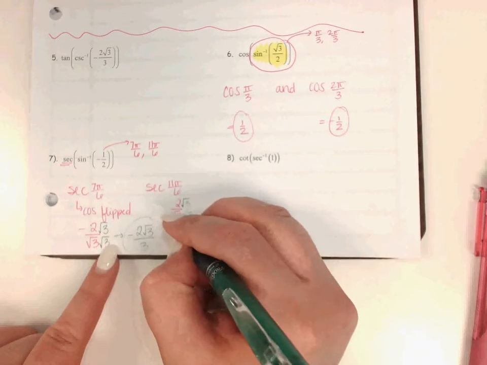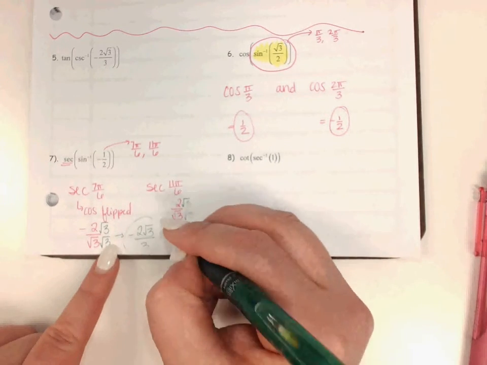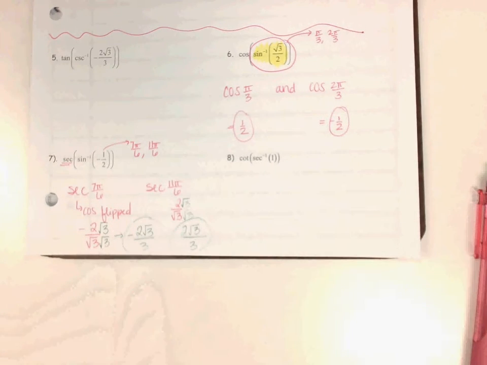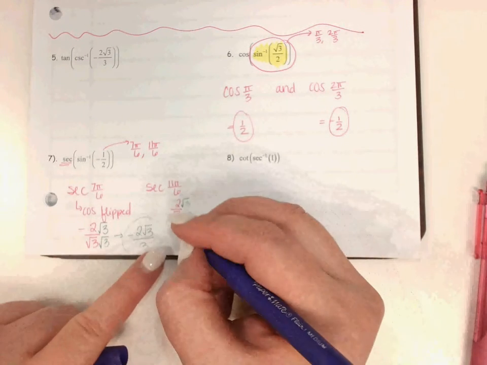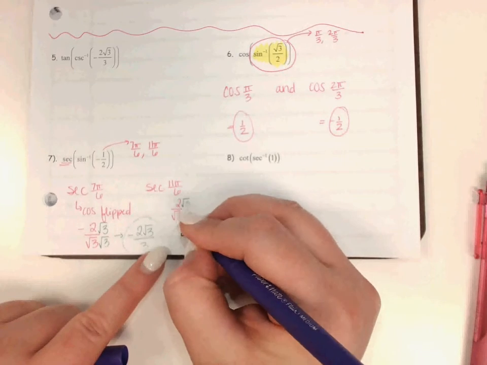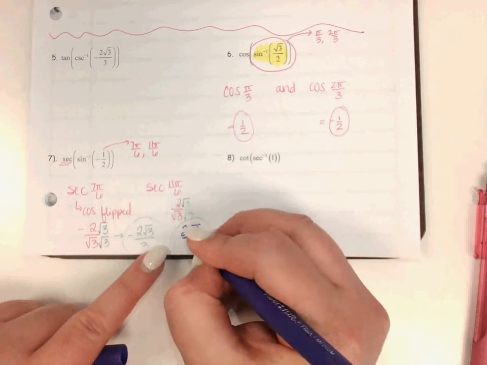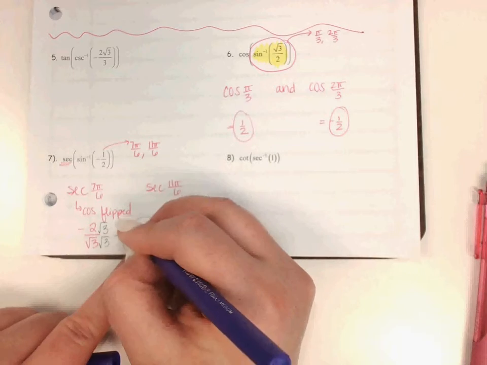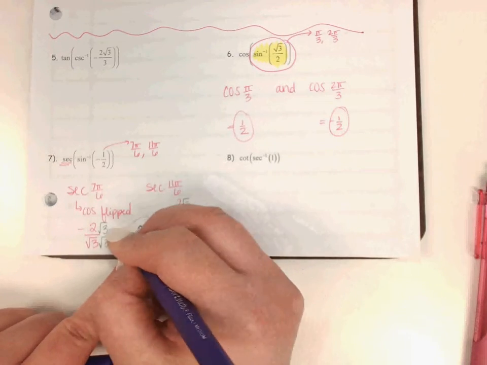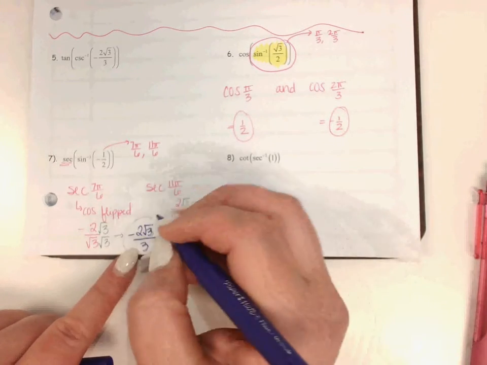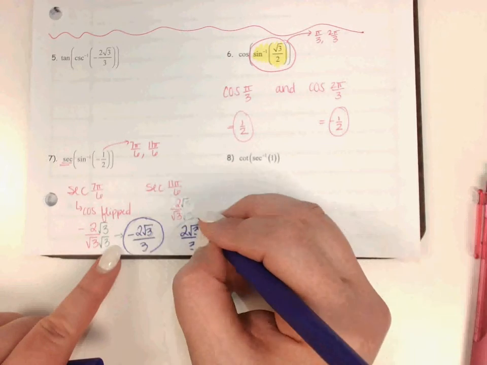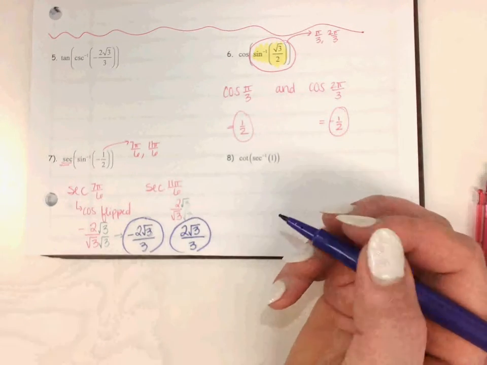Are you always going to flip them? Only if it's secant or cosecant. Those are the only two where you have to go back to sine or cosine and flip. Okay? Does that make sense? 2 root 3 over 3. I feel like y'all can't see those. Okay? Let's do the one right next to it.